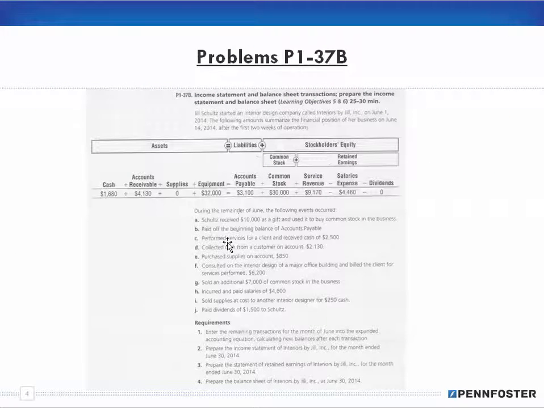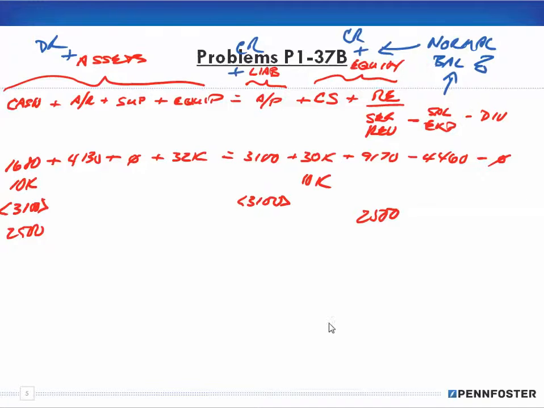Okay, we had completed A, we completed B, and we completed C. So D, collected cash from customer on account for 2130. So I collected cash on account for 2130.